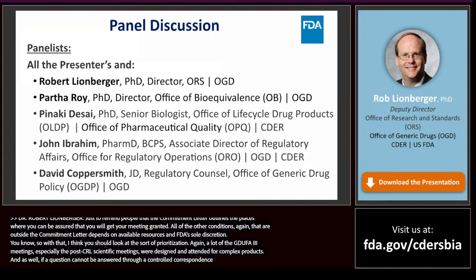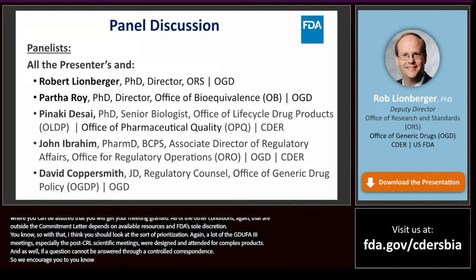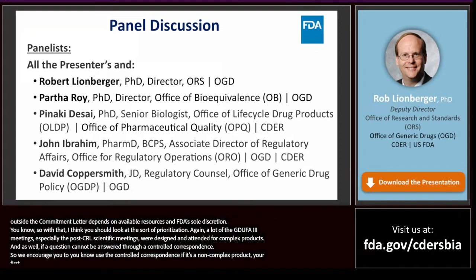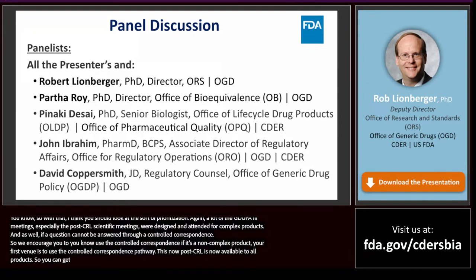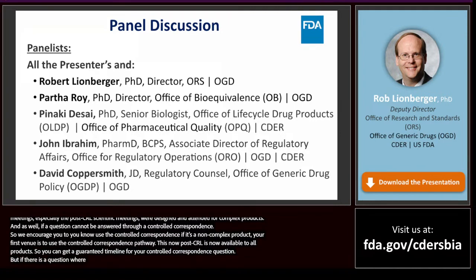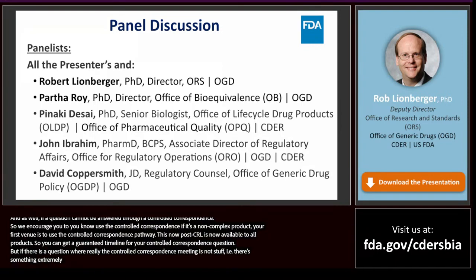So we encourage you to use the control correspondence. If it's a non-complex product, your first venue is to use the control correspondence pathway. This post-CRL is now available to all products, so you can get a guaranteed timeline for your control correspondence question. But if there is a question where really the control correspondence is not sufficient, i.e. there's something extremely unusual about the situation, FDA has some discretion to accept a meeting request.